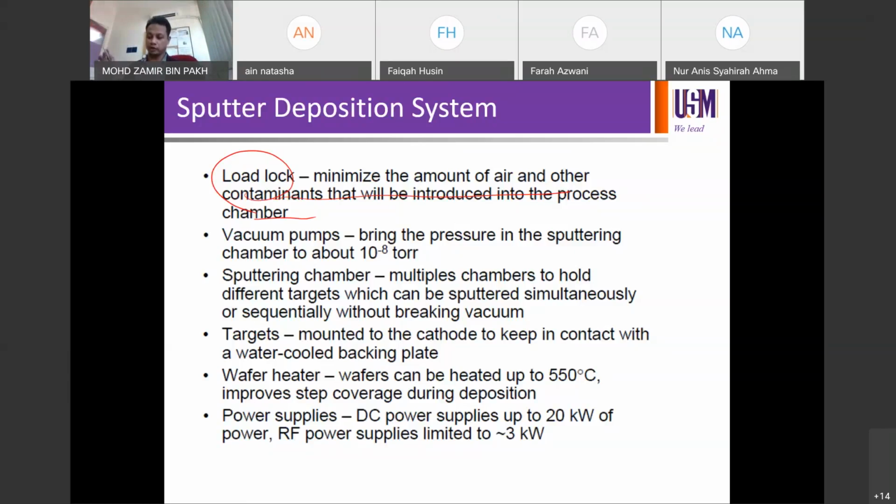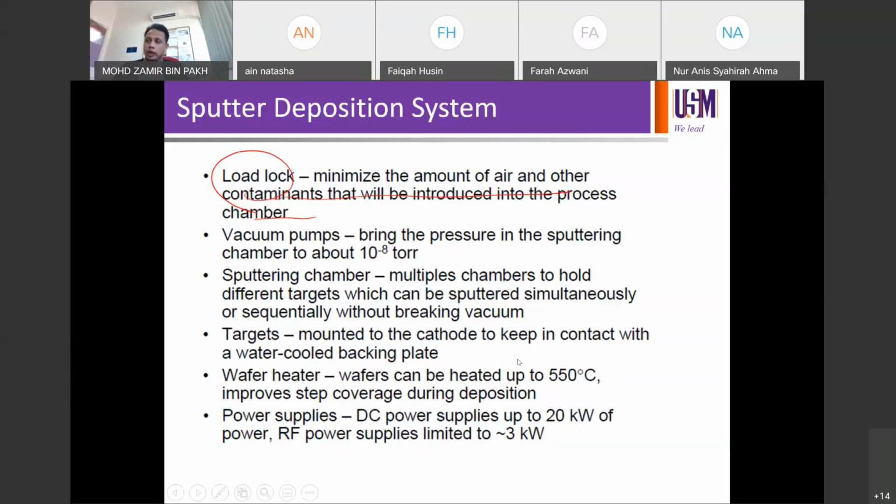So the way we practice in the lab now is not the best way to do it. The best way is to have a load lock before the process chamber, and the process chamber is always maintained at 10^-5, and you only have to vent and cycle or reduce the pressure for the load lock before you receive or after you remove the sample. Vacuum pump to bring down the pressure to 10^-8. Well, this one depends on the system. The one that we have is down to 10^-5.